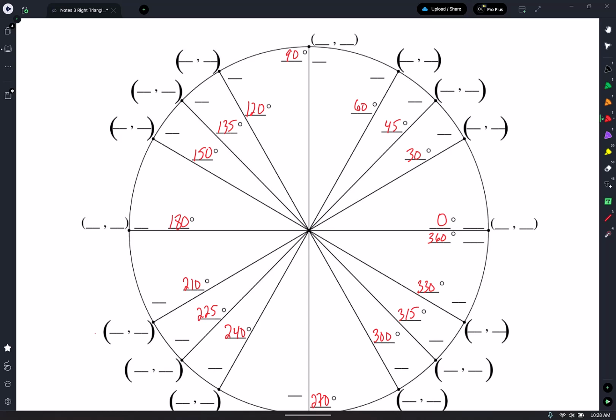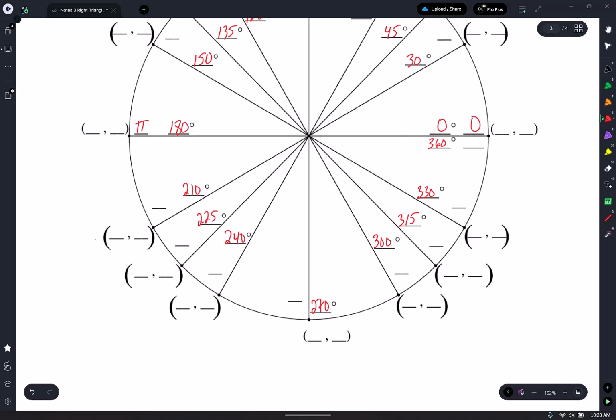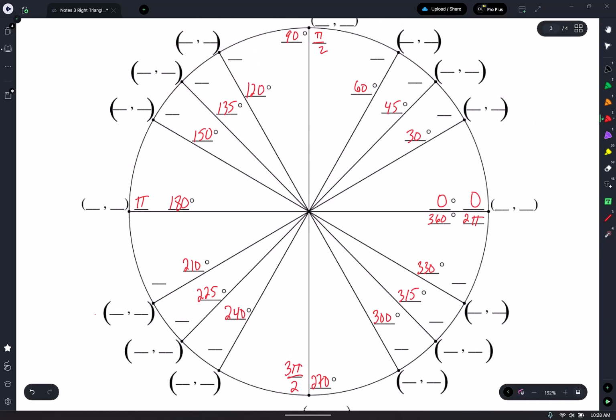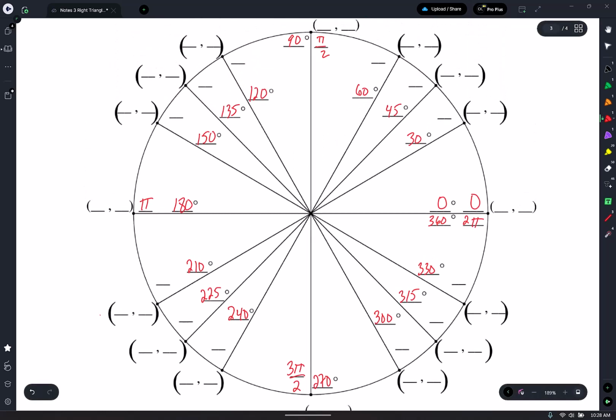All right, let's do the radians. I'm going to add the radians that we should all know immediately. Hopefully by heart you know this one. 0, pi over 2. What is it at 180 degrees? Pi. At 270 it is 3 pi over 2, and then 1 full revolution, 2 pi. We should know those by heart, guys. Know those automatically.